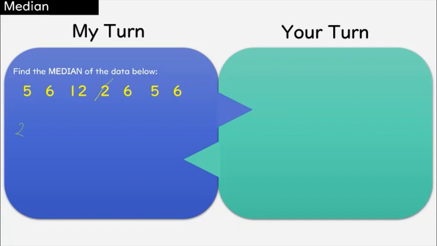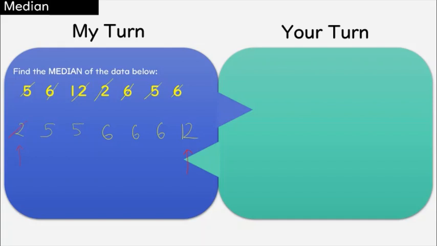The next smallest is 5, and I've got 2 5s, so I've got to include both of them in the list. Then it's 6, and I've actually got 3 lots of 6, so I've got to include all 3 of them in the list. And the last one is 12. Okay, now finding the middle, you can either put one finger at the end of each and bring them in, or you can cross them out.